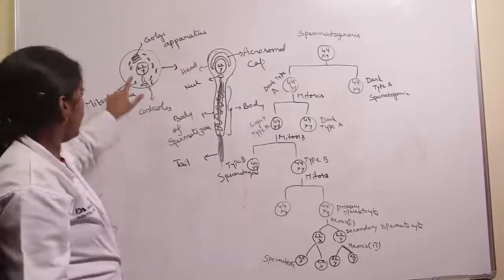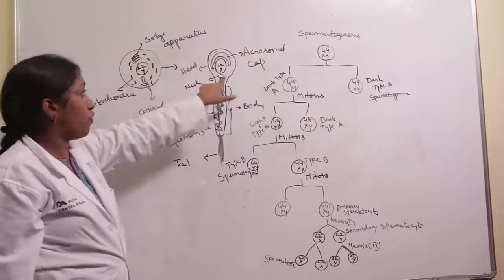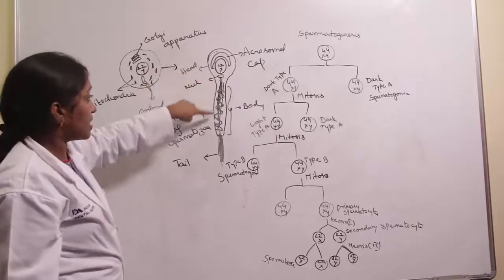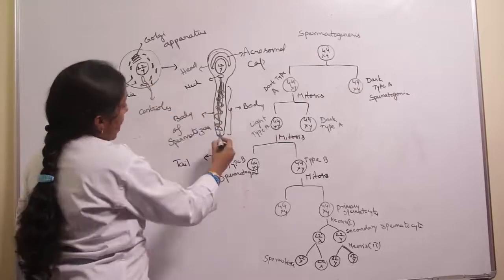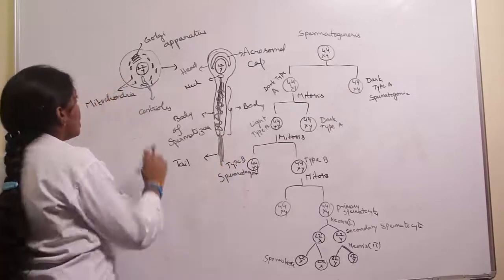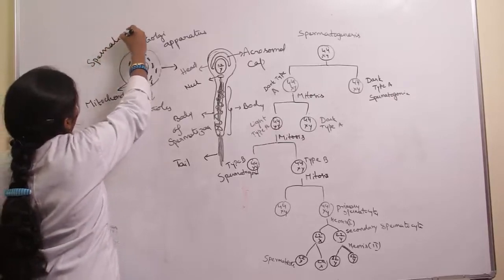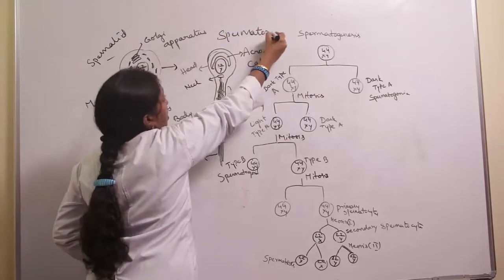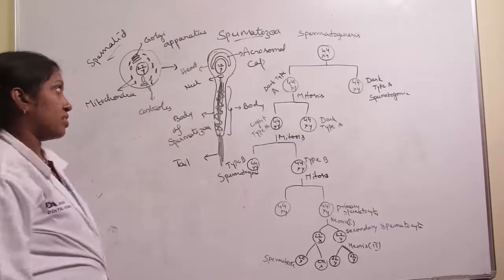So here the nucleus forms the head, the Golgi apparatus forms the acrosomal cap, and the anterior centriole forms the neck. From the posterior centriole, axial filaments come out, surrounded by the sheath derived from the mitochondria, and the axial filament further extends downwards to form the tail of the spermatozoa. This process of the conversion of spermatid to spermatozoa, we call spermiogenesis.